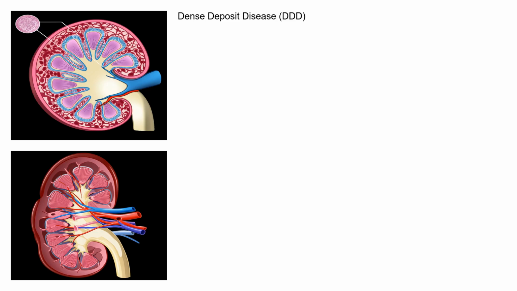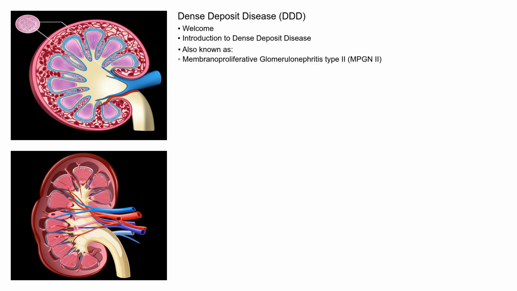Hello and welcome. Today we're diving deep into a rare kidney disorder called dense deposit disease, also known as membranoproliferative glomerulonephritis type I or MPGN2. This disease, though uncommon, can have a significant impact on kidney function. So, let's unravel the complexities of dense deposit disease together.